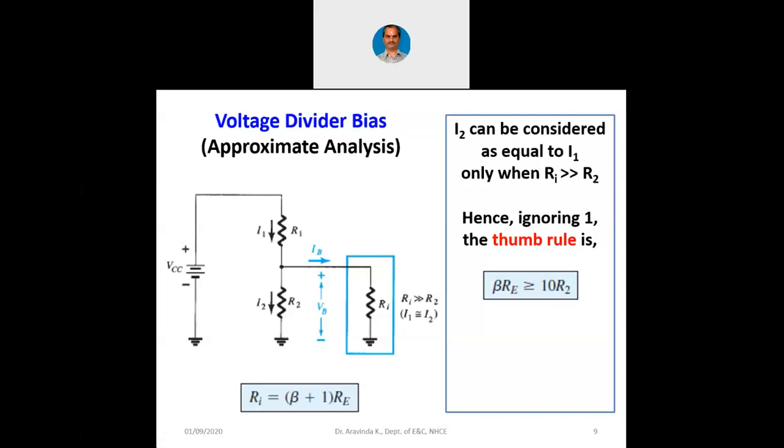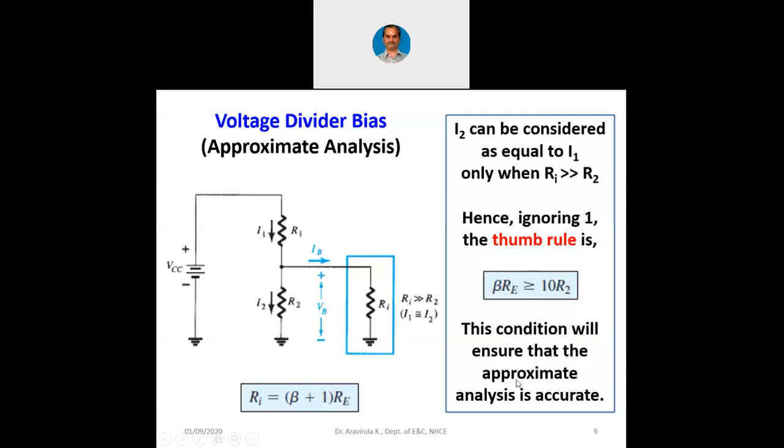All those things I have been telling you. Only in such a case will our circuit be very stable. It will work at any temperature. It will work with any transistor. That was our requirement. But now, only if this condition is fulfilled is our voltage divider bias circuit a very good, very stable circuit. If this condition is not satisfied, then the voltage divider bias circuit also will have variations. That we will see in the next exercise. Okay. So this condition will ensure that the approximate analysis is accurate. Now based on this particular assumption, let us solve one exercise.